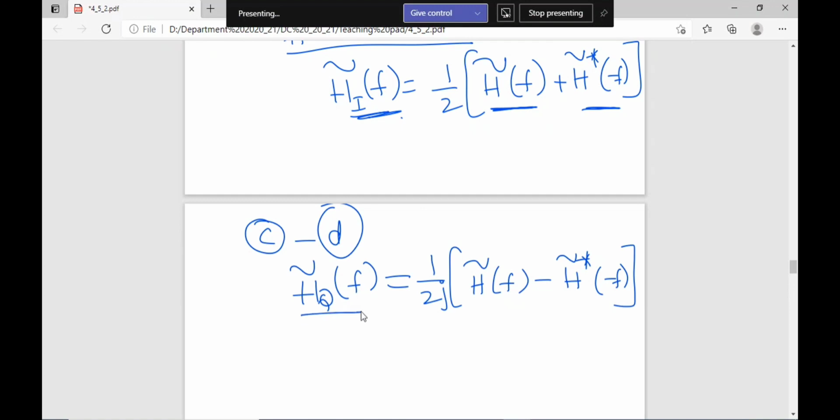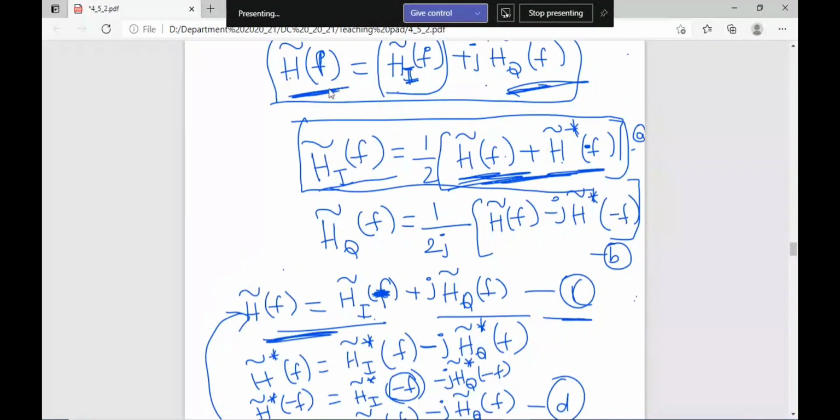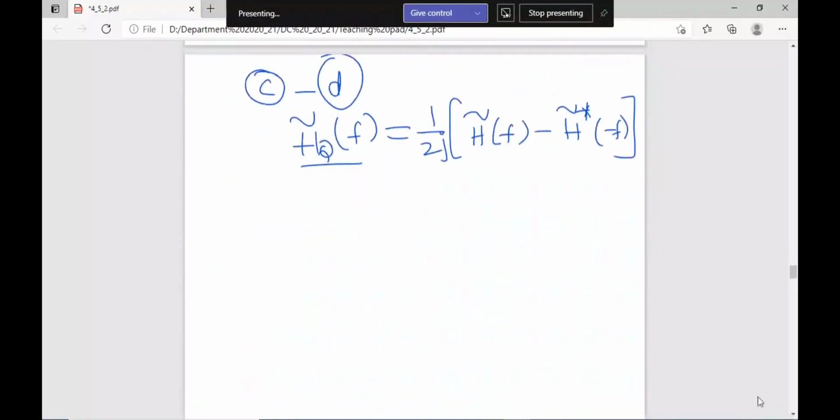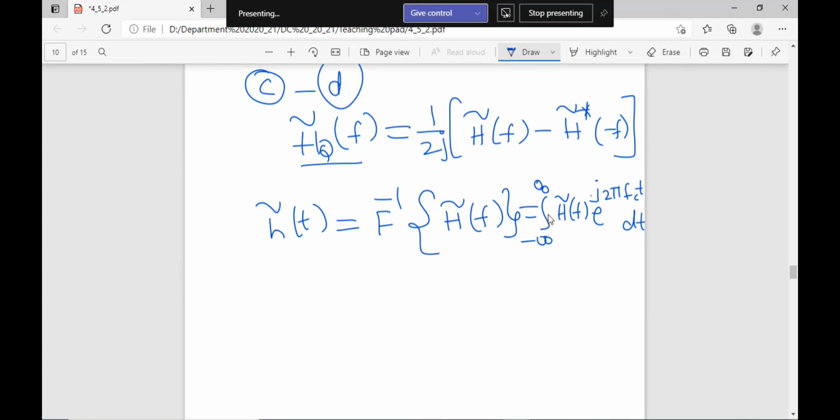So if you know h_Q tilde of f and h_I tilde of f, you can find h tilde of f. When you know h tilde of f, in order to get h tilde of t, you just need to take the inverse Fourier transform of h tilde of f, which is the integral from minus infinity to plus infinity of h tilde of f e power j 2 pi f_c t df. Using this you can find h tilde of t.